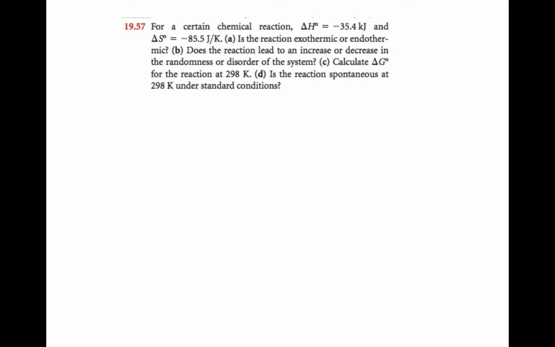For a certain chemical reaction, delta H is negative 35.4 kilojoules, and delta S is negative 85.5 joules per Kelvin. A, is this reaction exothermic or endothermic? Well, it's exothermic.